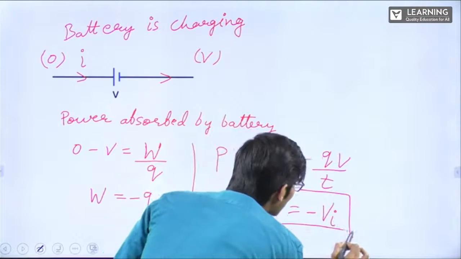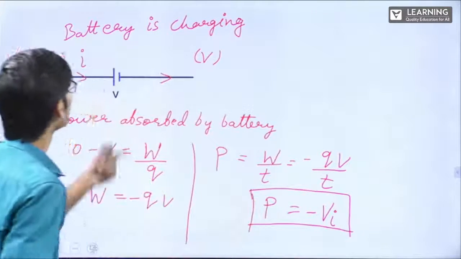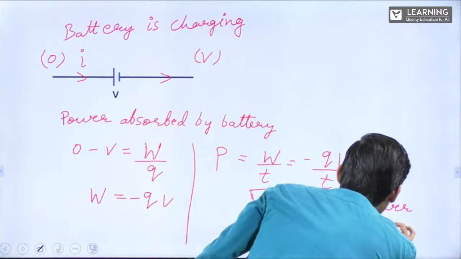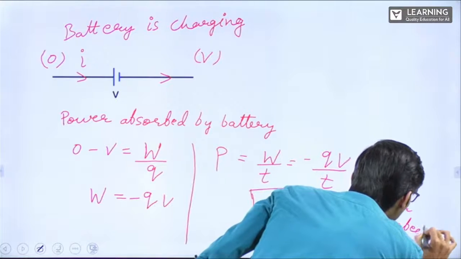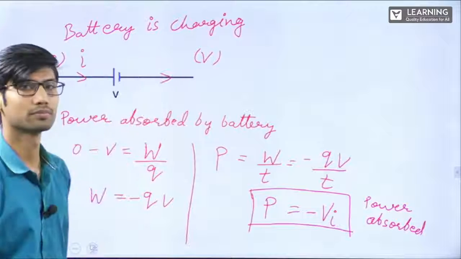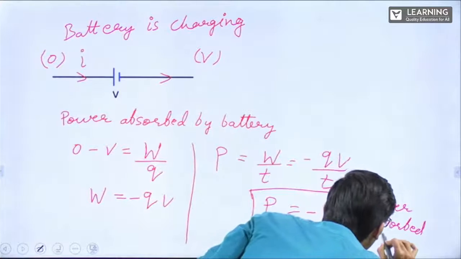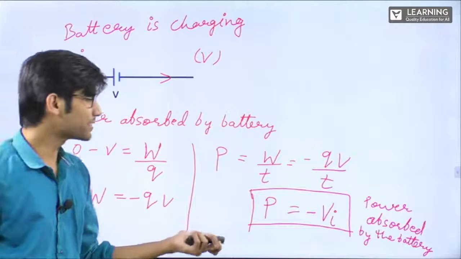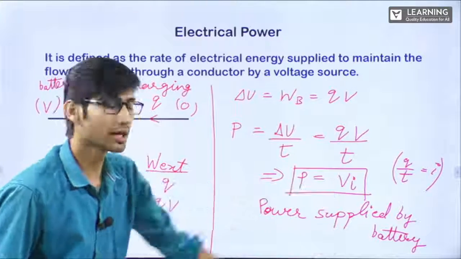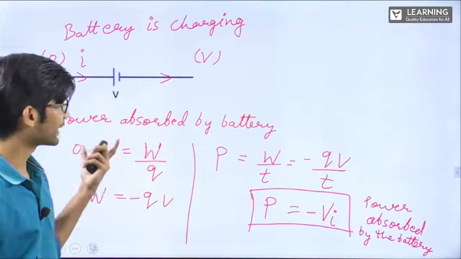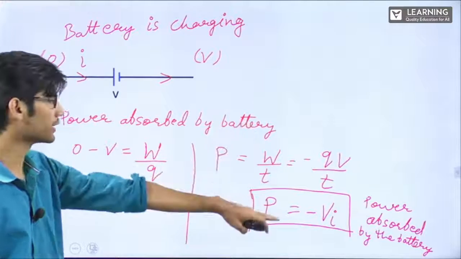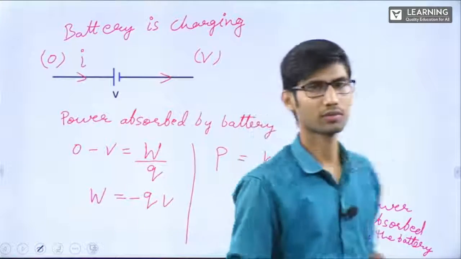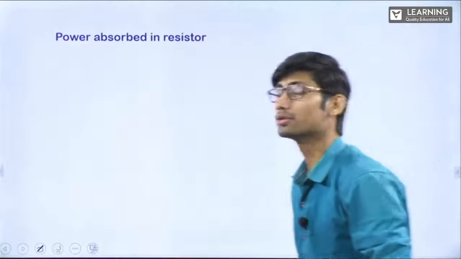This is power absorbed when the battery is charging. Power absorbed by the battery. So very simple. When battery will supply, it will be P is equal to VI. When battery will get charged, then it is minus VI, opposite. Okay, easy. Next, power absorbed in resistor.